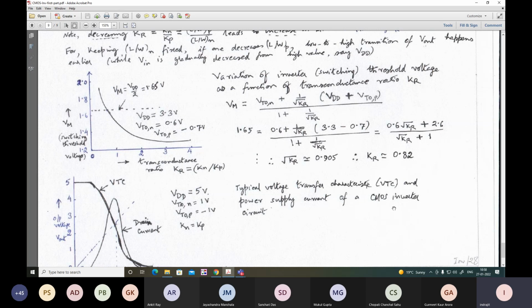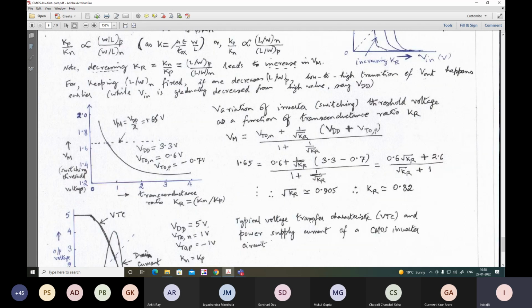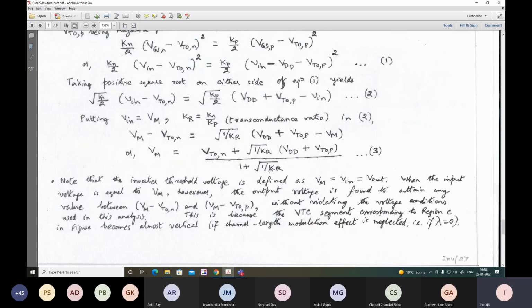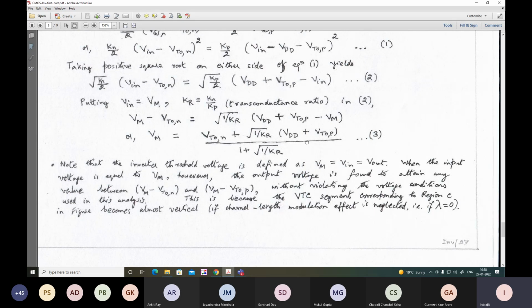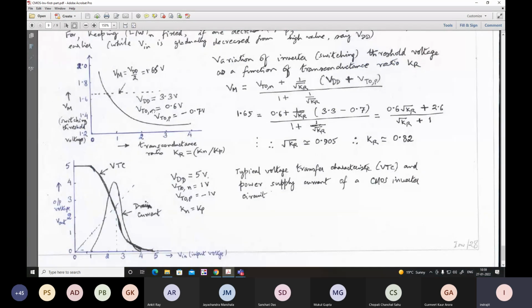The transconductance, that means if you vary KR, you can determine and control the value of the switching threshold voltage. From the expression that we derived earlier, why vary KR? KR is an independent variable, VM can be varied because the other values, VDD, VTOP, VTN, are all fixed. So in your hand as a control element, you have KR. So by varying KR, you can control the switching threshold voltage, right?